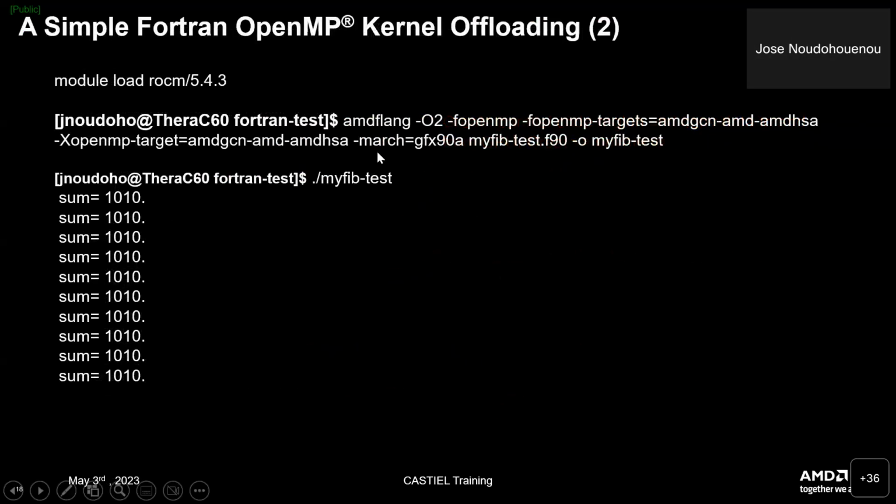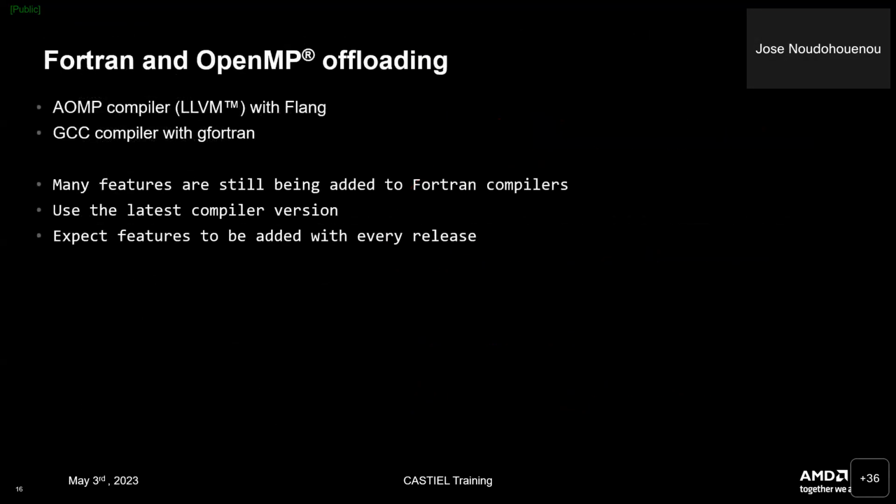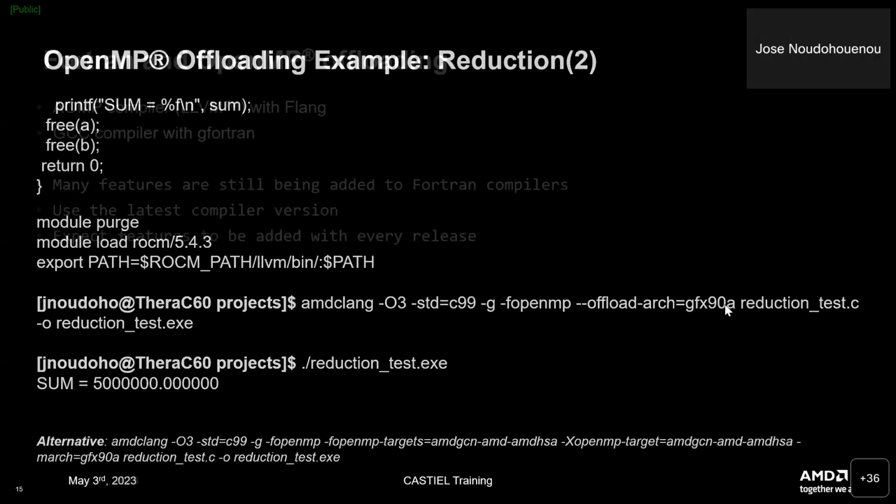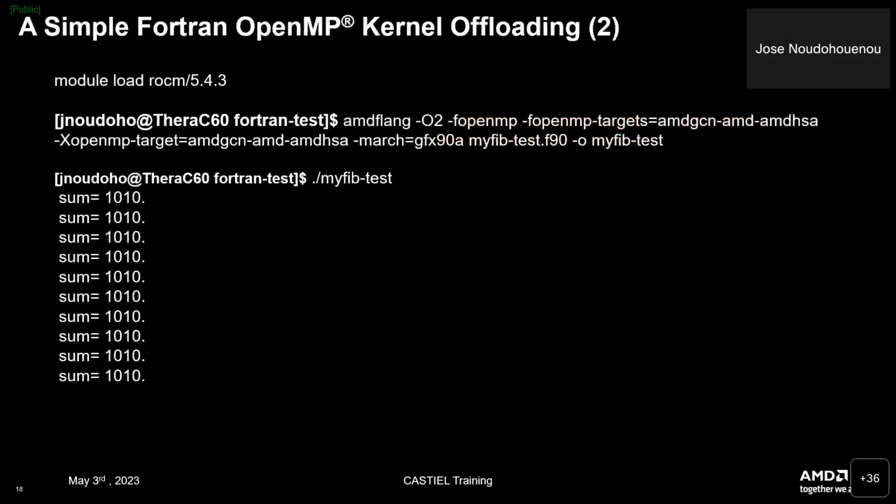And we build this code the same way we built the previous code. So here we are using the long format of this flag, -offload-arch=gfx90a. So it is exactly the same thing we are doing here to build this code.